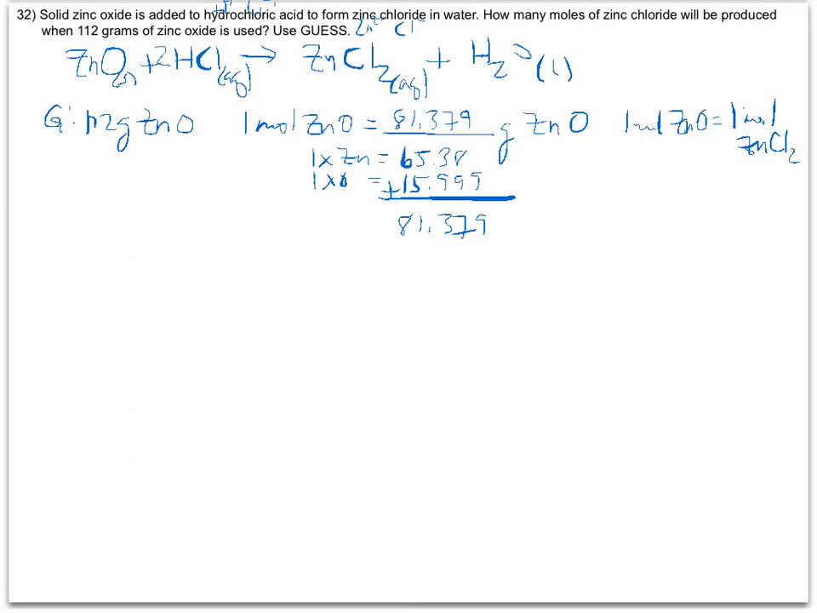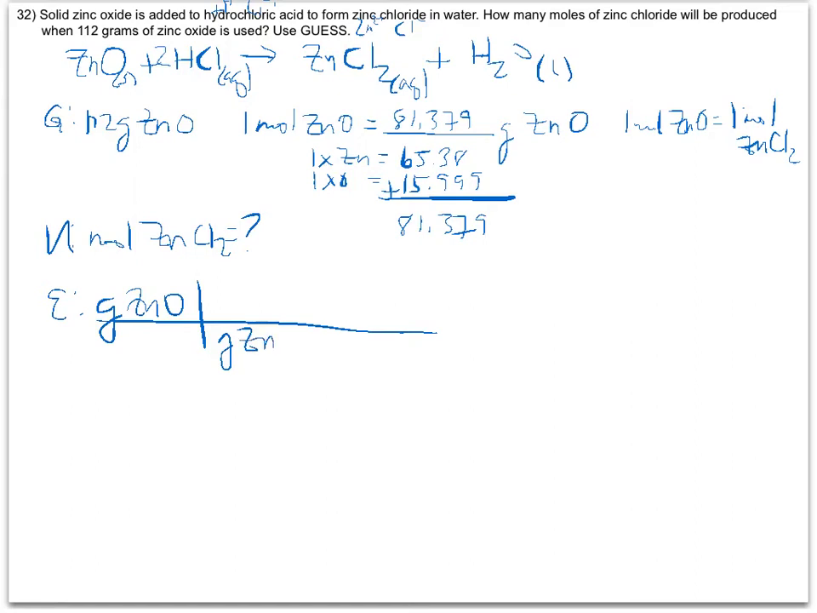Well, now if we look, we got out of grams into moles of zinc oxide, and then out of moles of zinc oxide into moles of zinc chloride. The last thing is it says how many moles of zinc chloride do we need? Well, moles of zinc chloride, we're done. So at this point, we can go ahead and set up our equation.